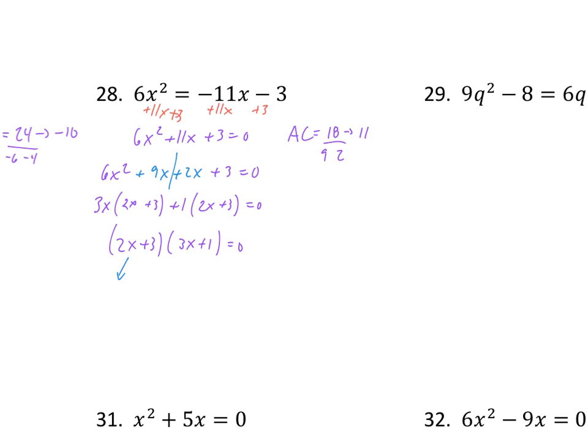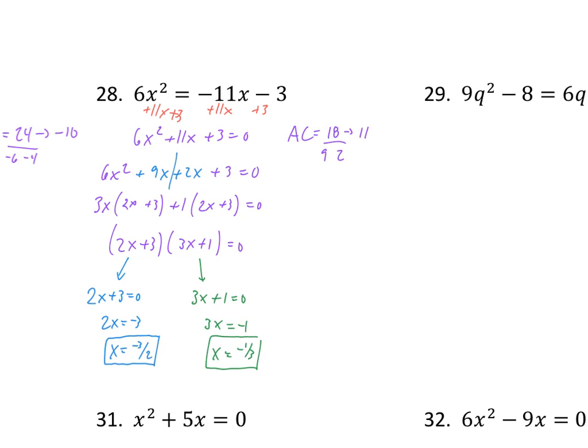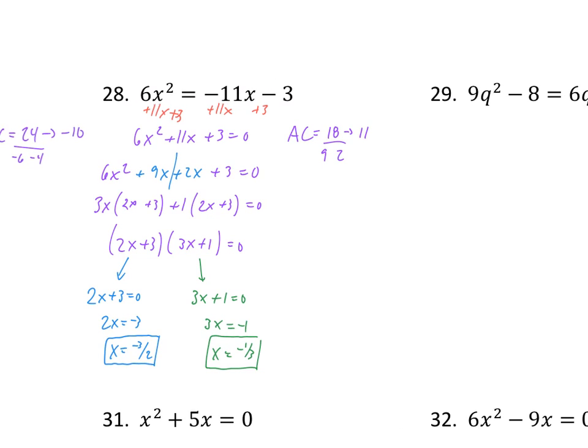And again, we split this off into 2 equations. Subtract 3, divide by 2. Just leave that as a fraction. Subtract 1, divide by 3. Just leave that as a fraction. There's 28. Oh, that was fun.